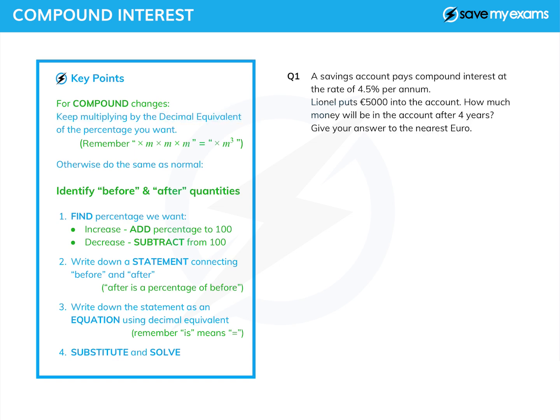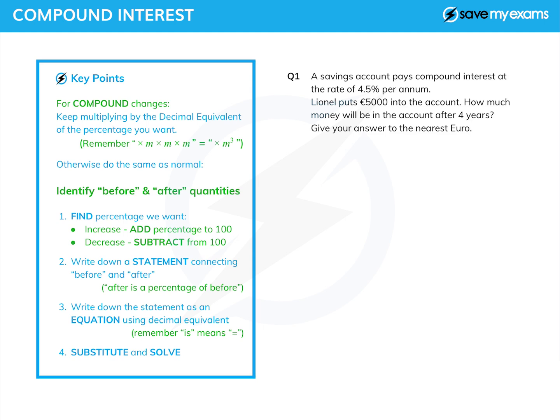And when we're multiplying more than once, remember that if we multiply by m 3 times, m times m times m, that's the same as times m cubed. So do use that because it's much easier, especially when we're doing reverse percentage questions. Otherwise, we do exactly the same as we normally do. And if you remember from previous tutorials, it goes like this. Do have a quick look at that or have a look at the previous tutorials. So let's do a question.